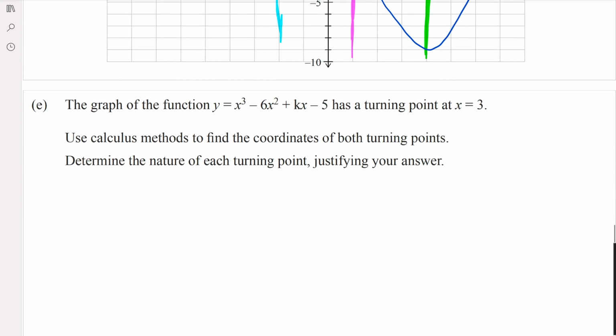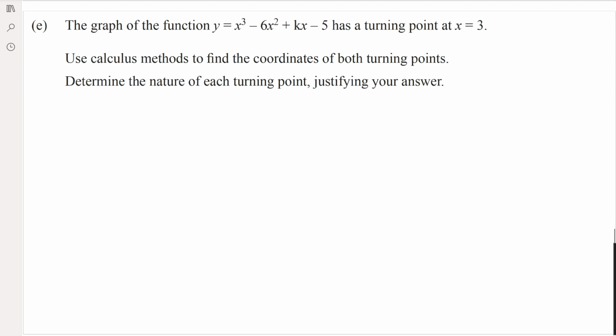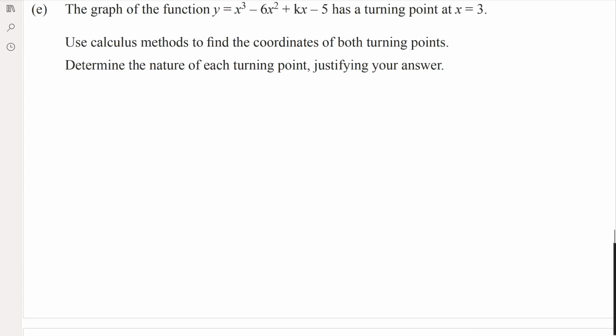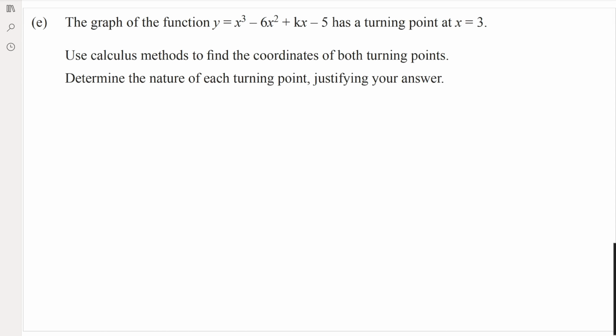All right, let's go to question E. So what we've got is a graph of this function, and we're told that we've got a turning point at x equals 3. We've got to try and figure out both turning points, and then also figure out what each turning point is. So it's quite a handful, but believe me, it's not too bad. I mean, we can actually work through one at a time.